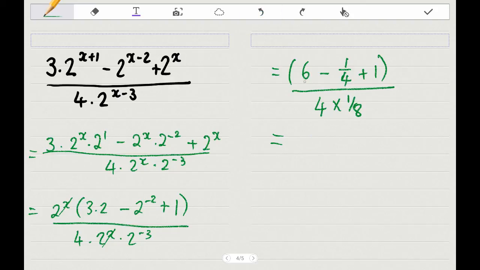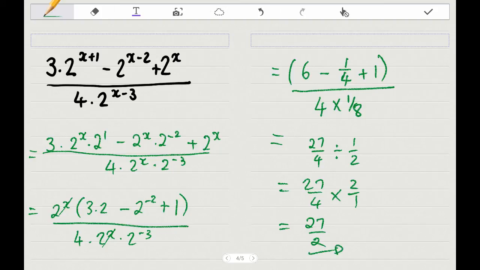So that's 24 over 4 minus 1 over 4, 23 over 4 plus 4 over 4 is 27 over 4. And I'm just going to write this denominator as divided. It's 4 over 8, which is a half. So it's 27 over 4 times 2 over 1, which is 27 over 2. Okay, next one.